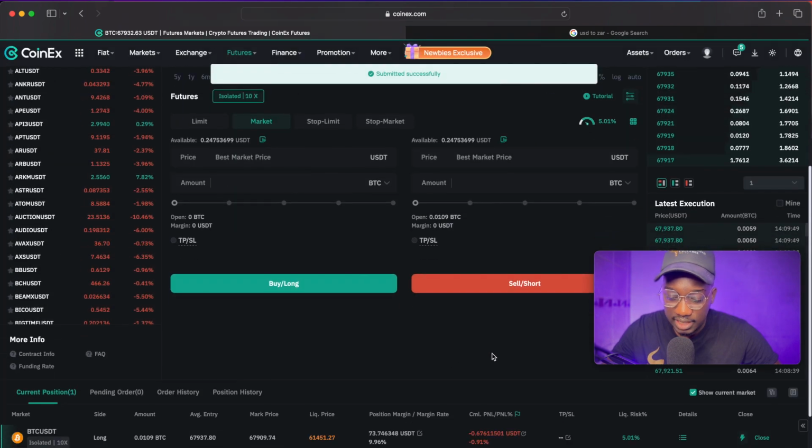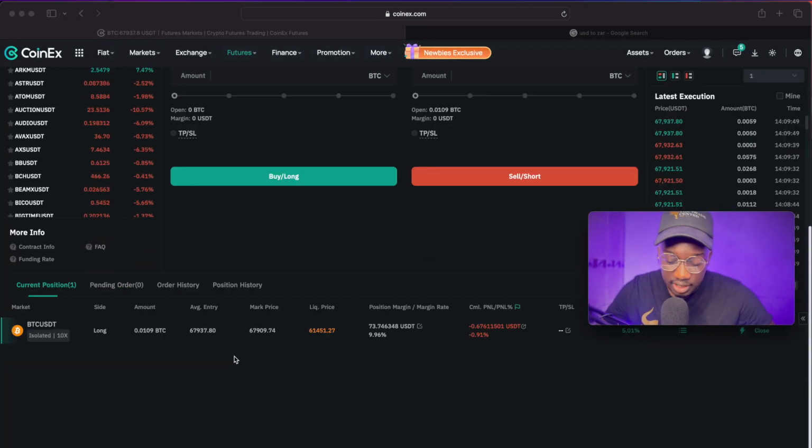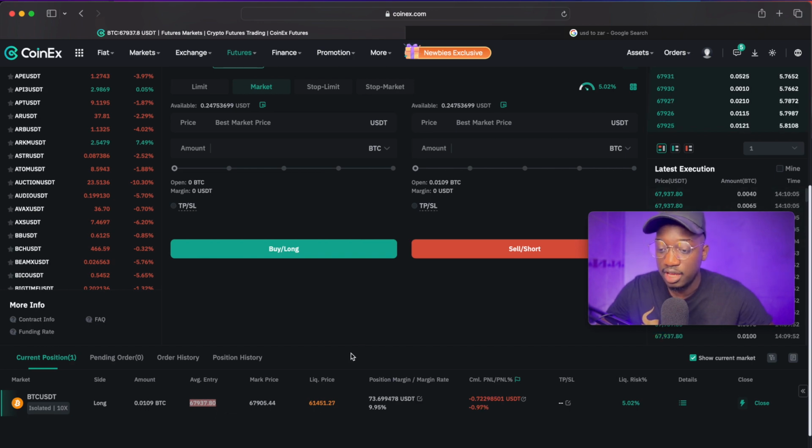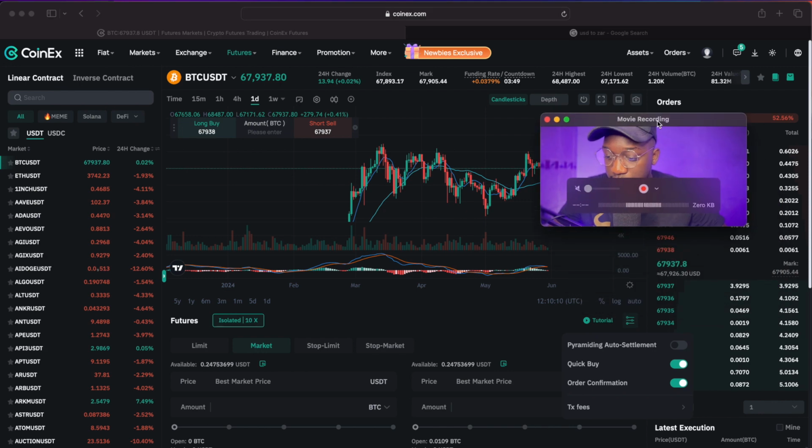So right now you can see that I've got a long position right here, and this is a summary of this position. This is a long position. It means that I'll be making money when the price of Bitcoin is going up, and this is the amount in BTC, and this is my entry price, or the price that I entered at. So this was a market order. It just gave me the current price, which is right here.